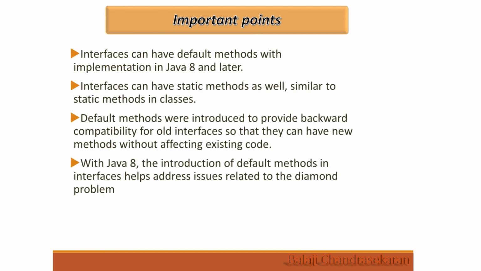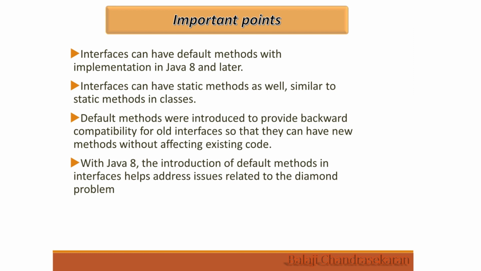To summarize some key features introduced in Java related to interfaces: Java 8 introduced the concept of default methods in interfaces. This allows interfaces to have methods with implementation. The feature was primarily introduced for backward compatibility, allowing interfaces to evolve over time without breaking existing implementations. Similar to classes, interfaces can now have static methods in Java 8 and later. These methods are associated with the interface itself, not with any instance of the interface.